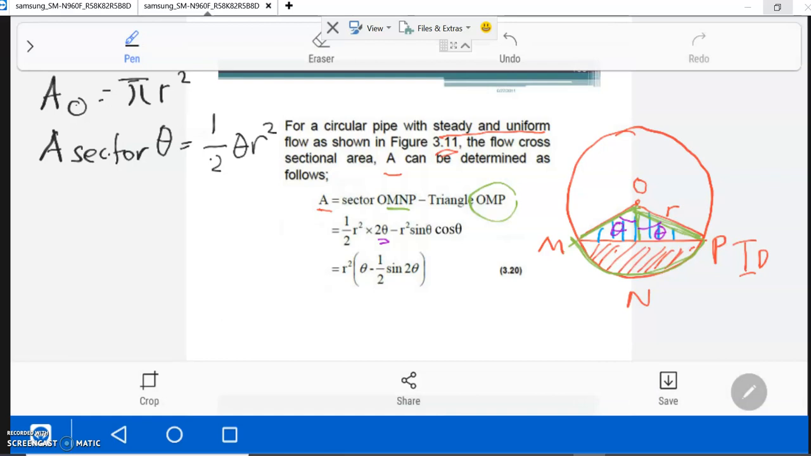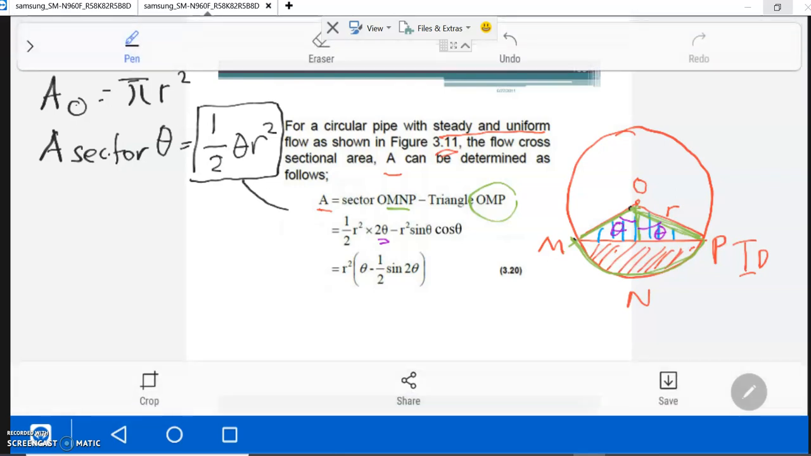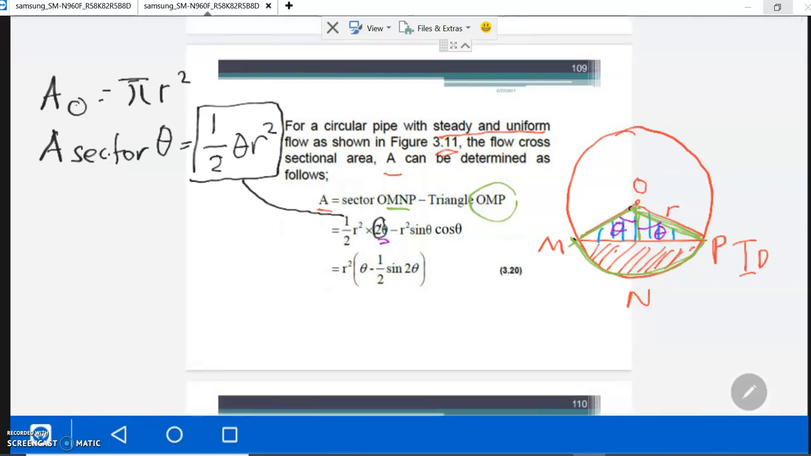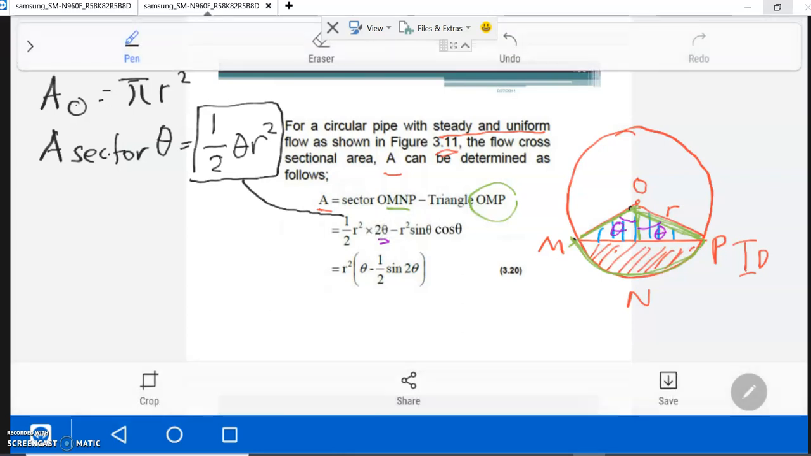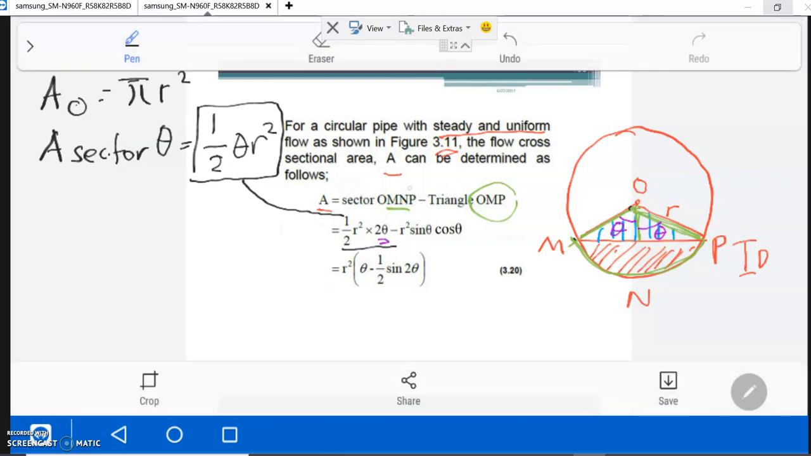Okay, so therefore kita nak sektor OMNP. Therefore kita ambil lah formula ni, half r square. But we have 2 theta. So we put theta 2 kat sini. Okay, 2 theta, sebab ada 2 theta. So that is area for sector OMNP, green boundaries tu.